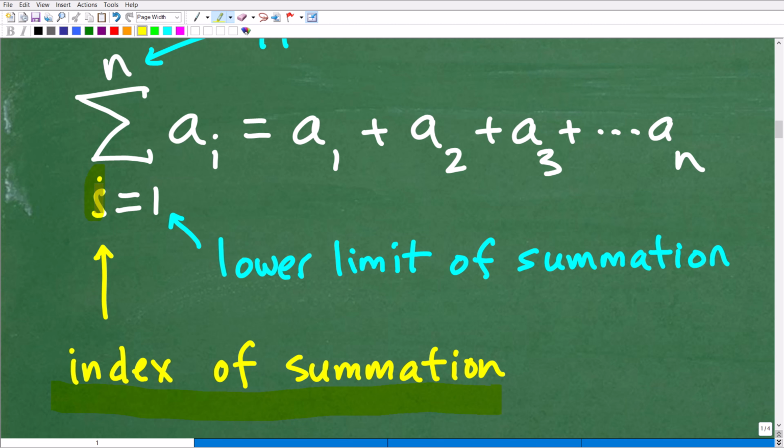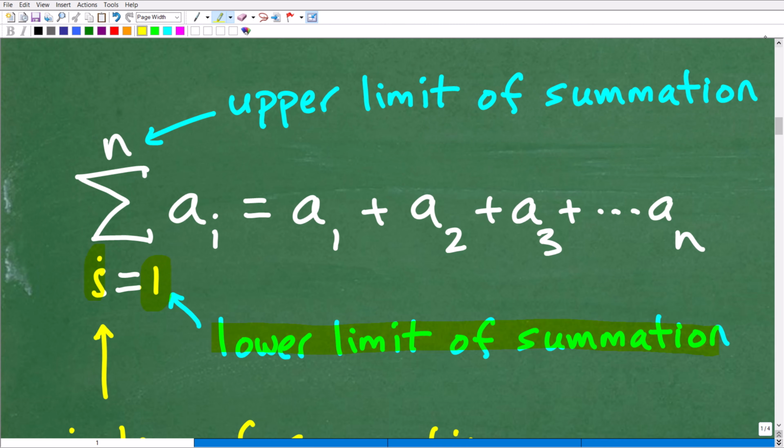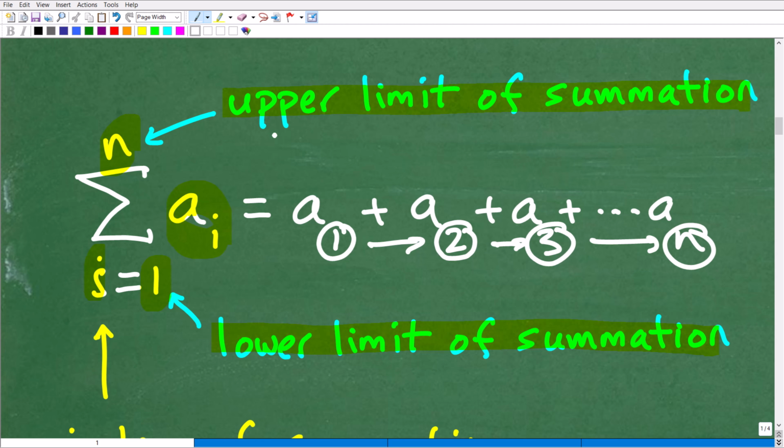This is called the index of summation. This 1 is the lower limit of summation, and then the n right here is the upper limit of summation. So here I have a sub I, okay? And what we're going to be doing is starting off with 1, then we're going to index to 2, and we always start with 1, then we go to 2, and then we just continue on to 3, all the way out to n, which would be the upper limit of summation.